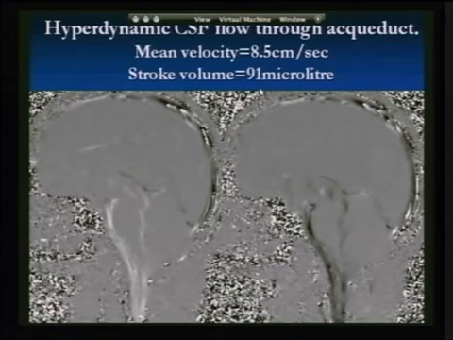And this denotes that it is a normal pressure hydrocephalus. Not only that, but it denotes that it is a good shunt responder. If it is less than 42 microliter, it will be a bad shunt responder.